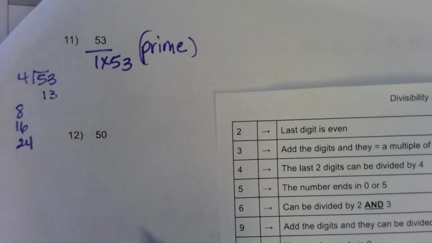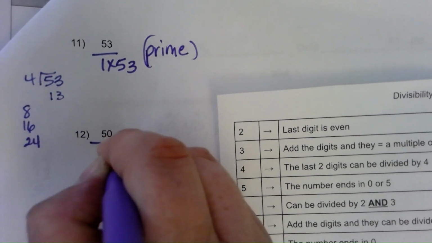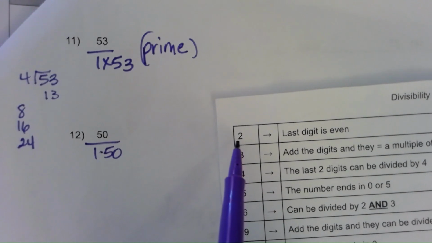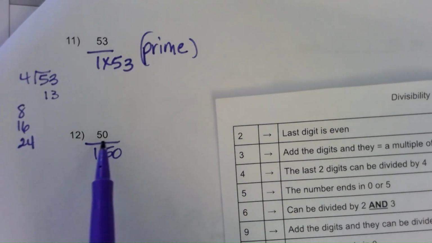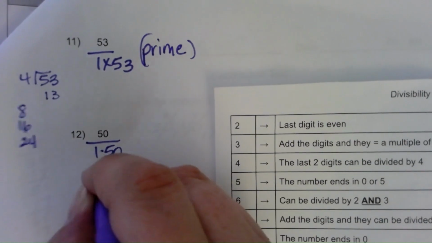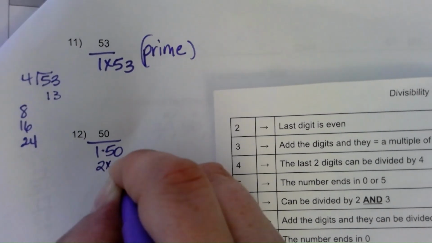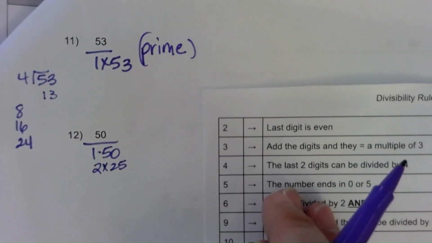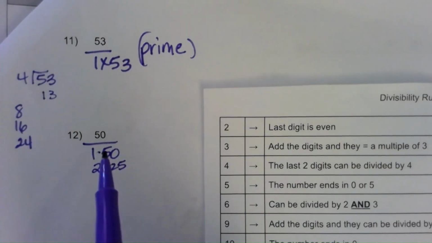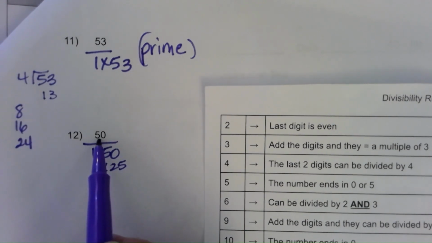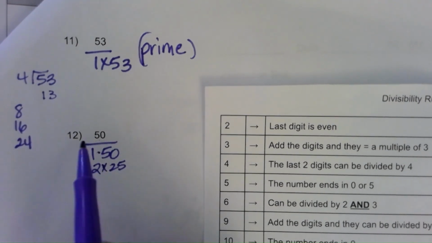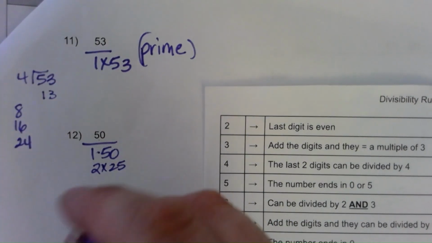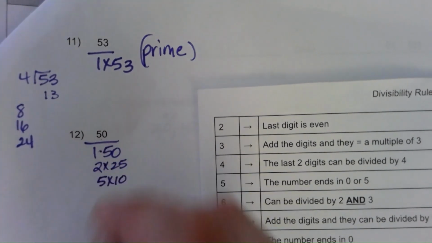And we'll do this one last time with 50. Now, for number 2, when we look at the last number being even, 0 counts as an even number, okay? 10 we can split right down the middle. So I'm going to say 2 times 25. 5 plus 0 is 5, so 3 does not work. 4 goes into 5 one time, with 1 left over. 4 does not go into 10 evenly. It ends in a 0 or 5, so 5 works. That's going to be 5 times 10.